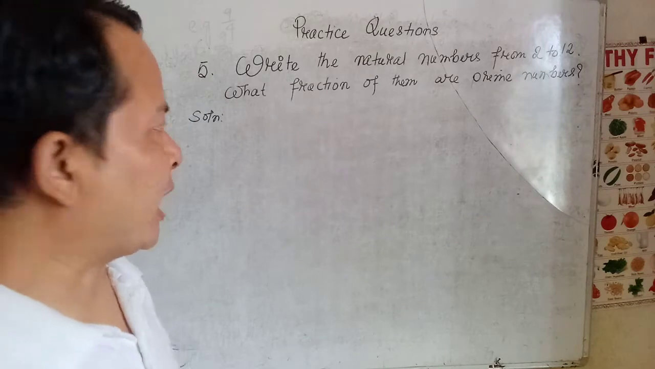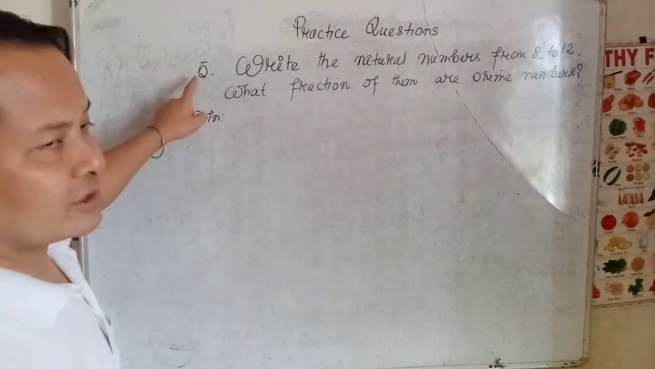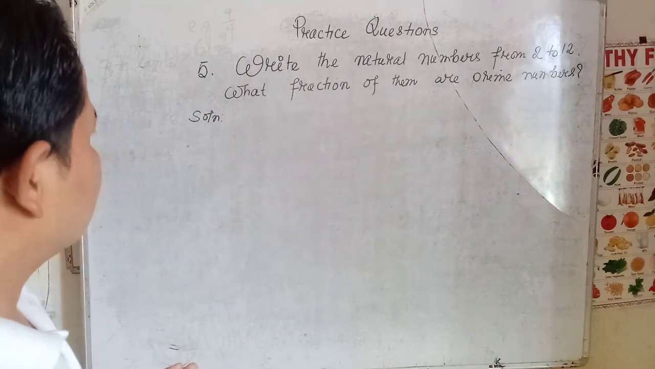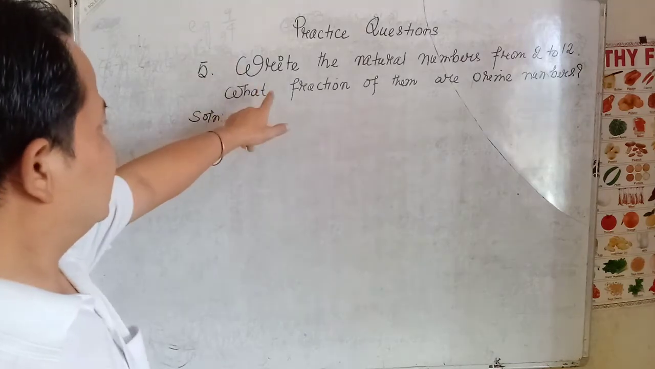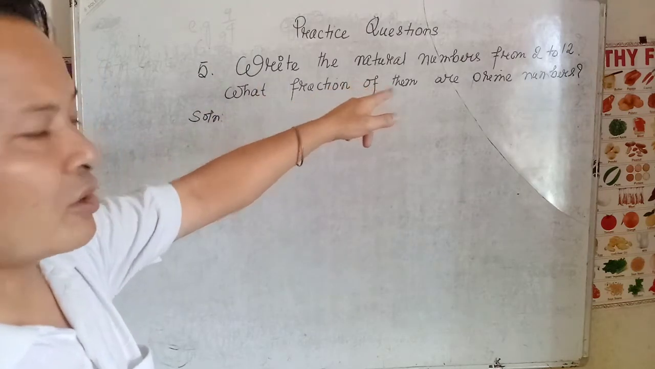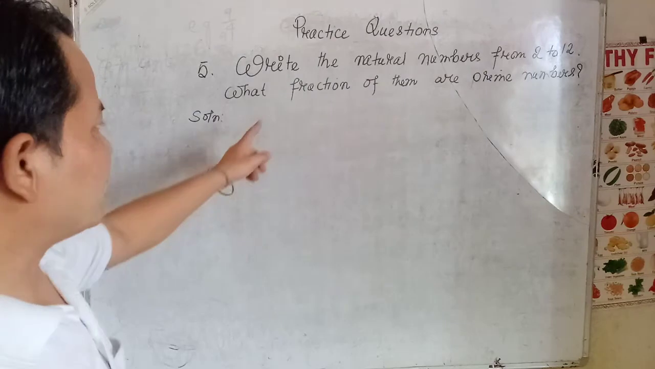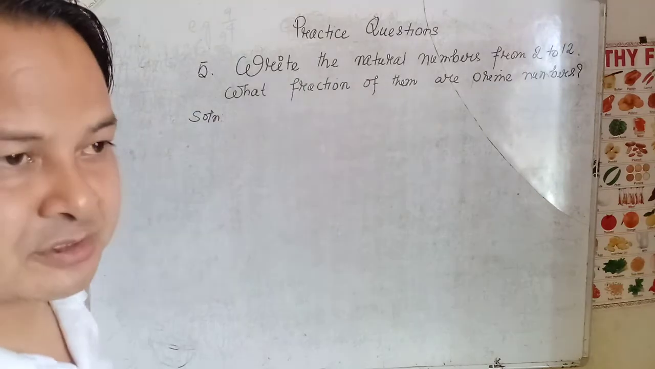Today we are going to have question number 5. Question number 5 is: write the natural numbers from 2 to 12. What fraction of them are prime numbers?